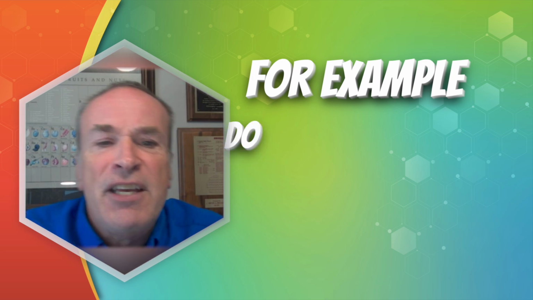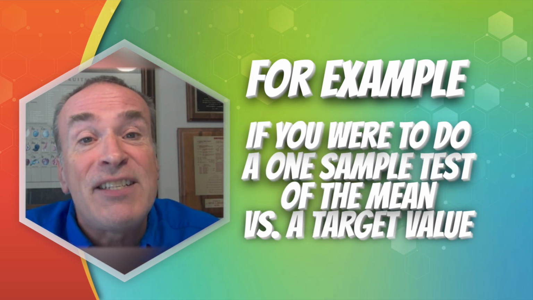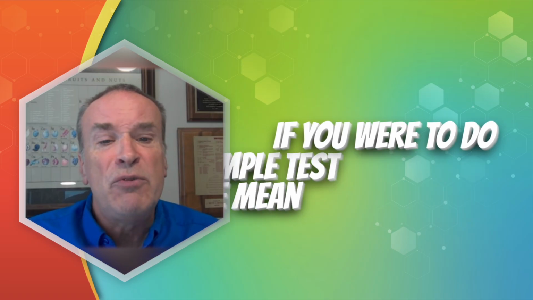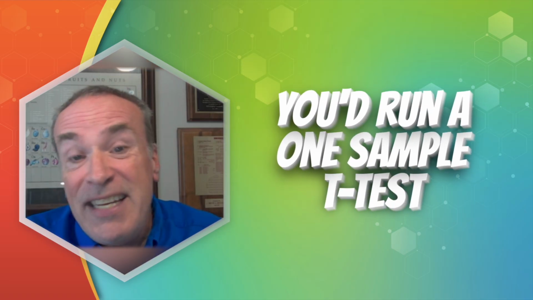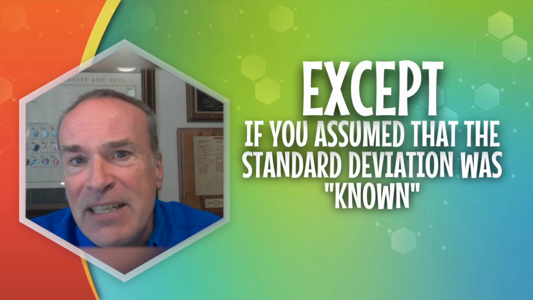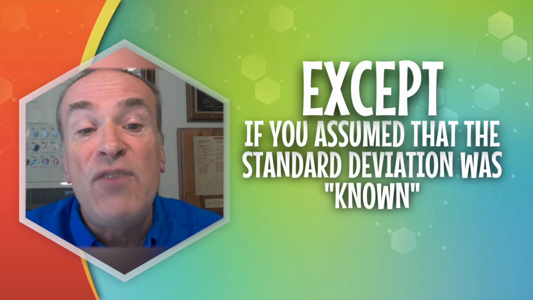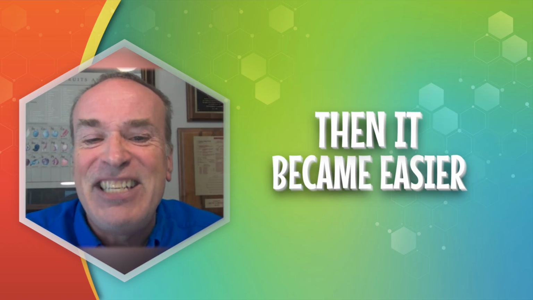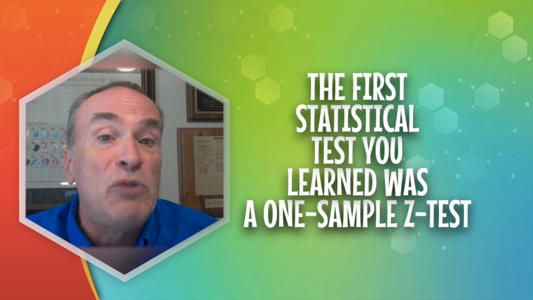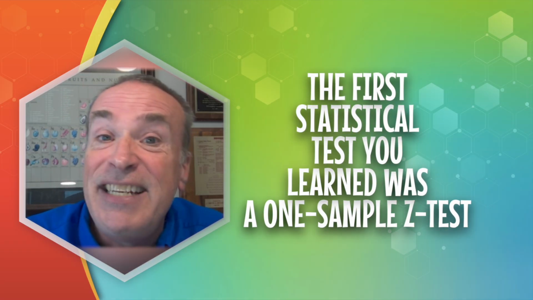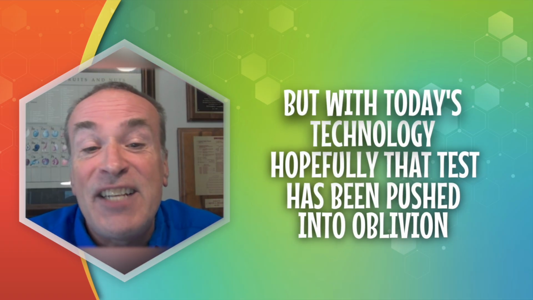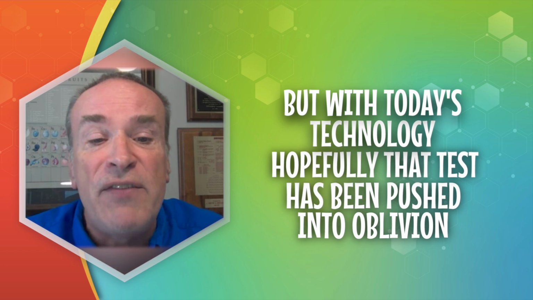For example, if you were to do a one-sample test of the mean or the average versus a target value, you'd run a one-sample t-test. Except if you assumed that the standard deviation was known, then it became easier. Now, if you're old like me, the first statistical test you learned was a one-sample z-test. But with today's technology, hopefully that test has been pushed into oblivion.